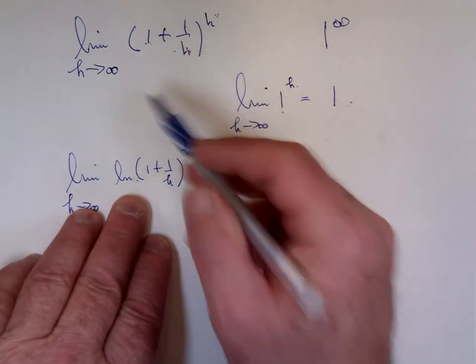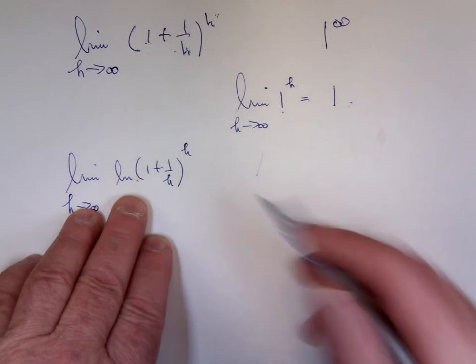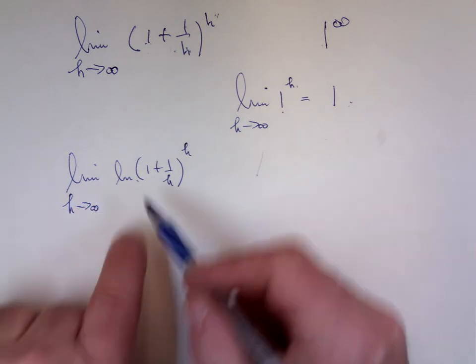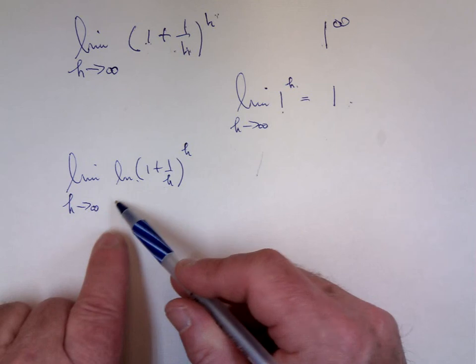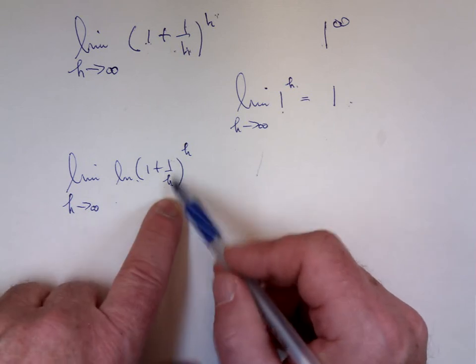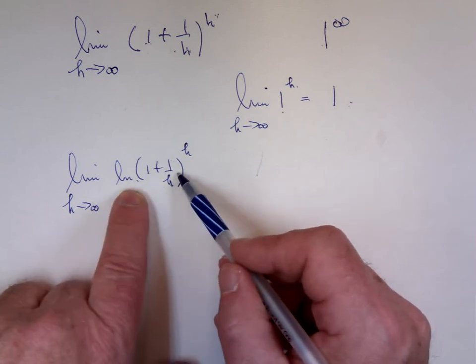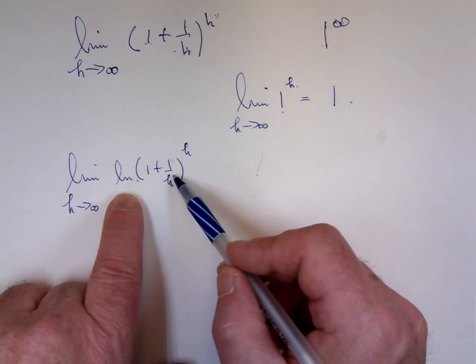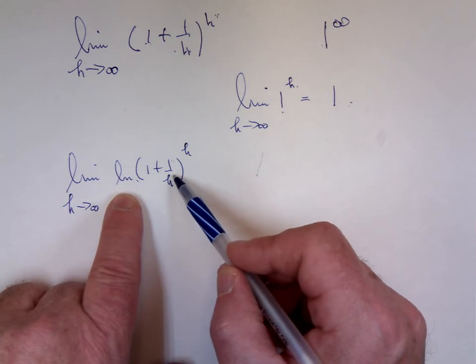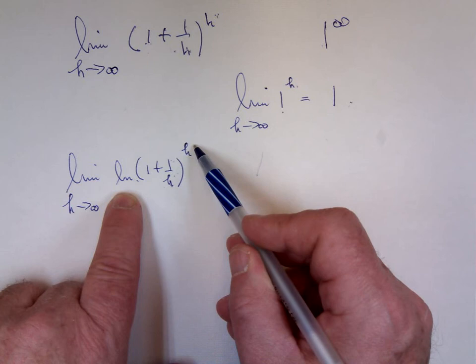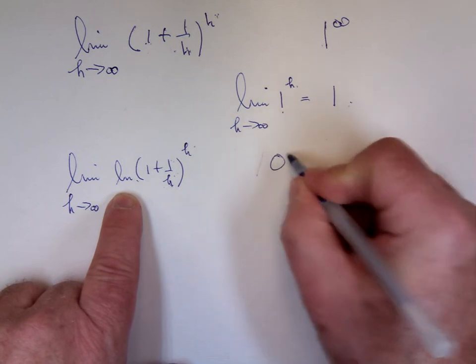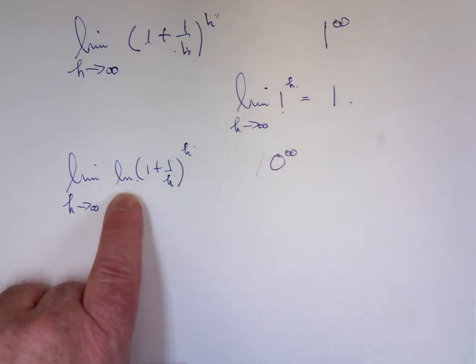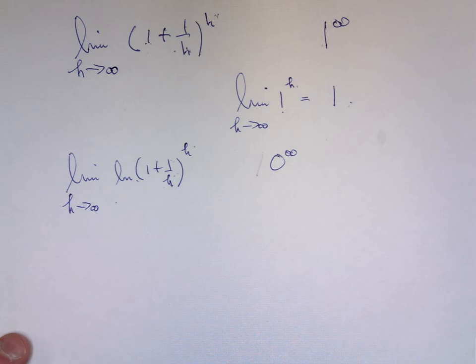Now let's see what I have. I have h going to infinity. This is going to 0. This is going to 1. I have the natural log of 1, which is 0. And I have h going to infinity. I have a 0 times infinity indeterminate form. All depends on who's getting there first. Okay? Well, let's change it. Let's bring this h out front. That's one of the properties of logs.